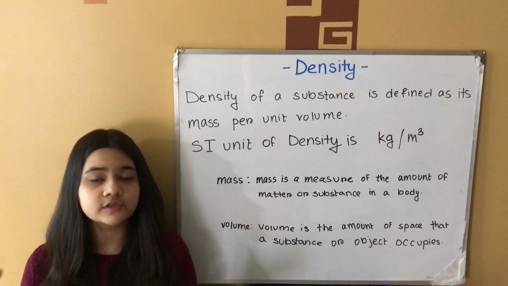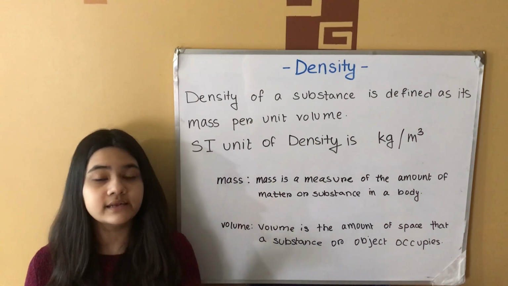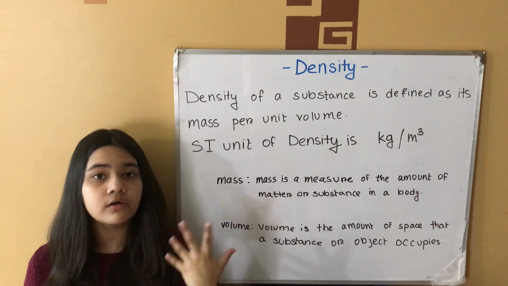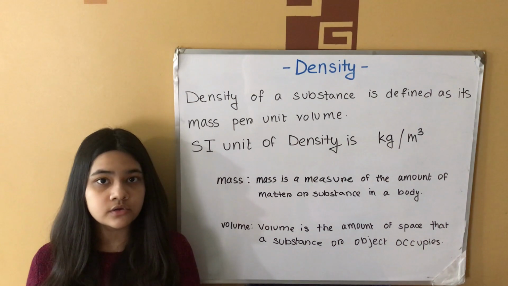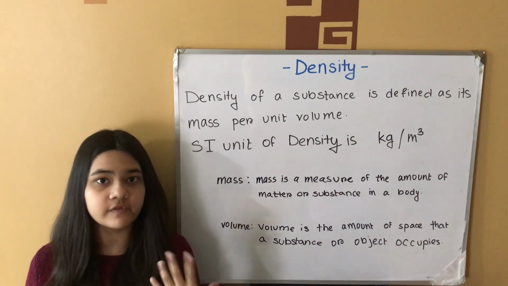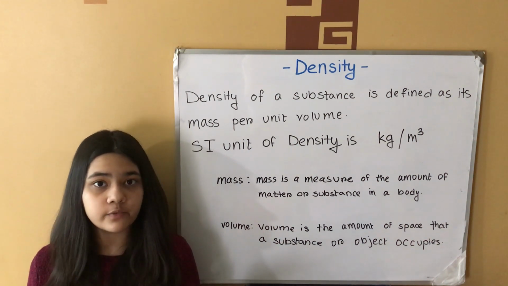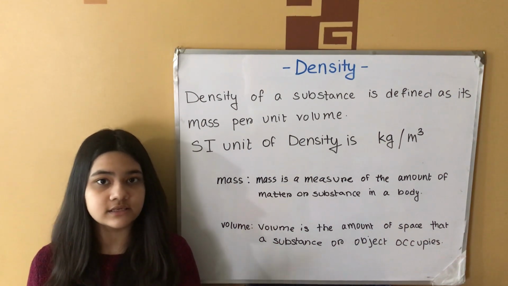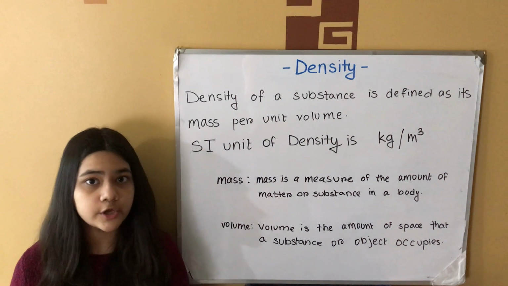The density of solids is greater than the density of liquids, as in a given volume the amount of mass is greater in solids. So the density of solids is greater than the density of liquids. Similarly, the density of liquids is greater than the density of gas. The SI unit of density is kg per meter cube.